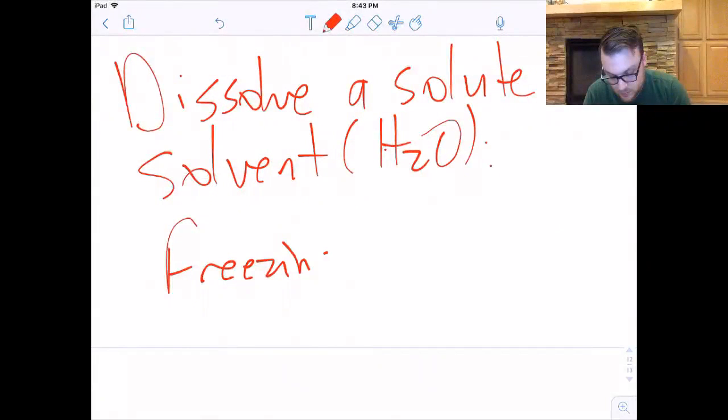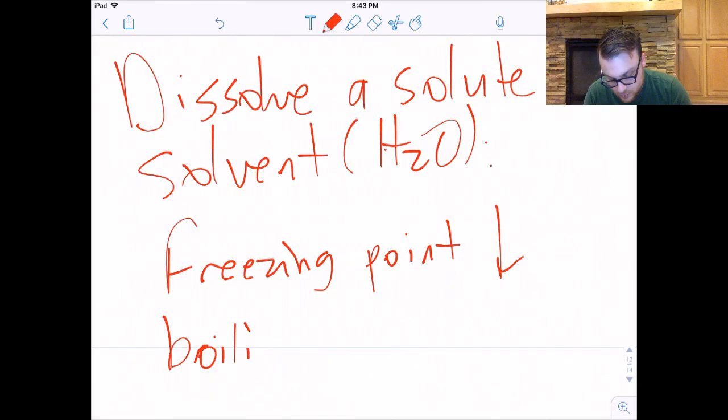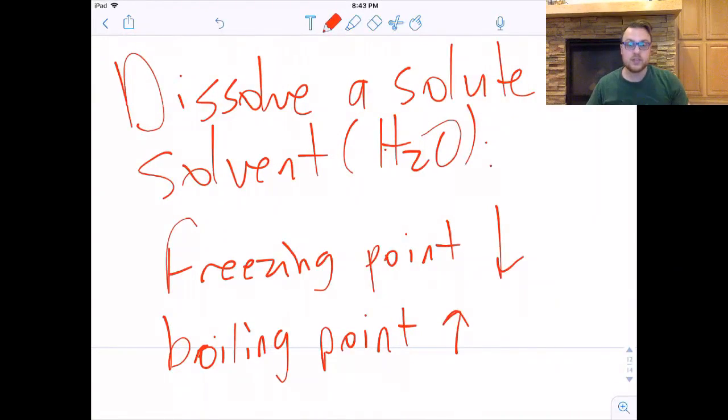Putting the salt and mixing it with the water will lower the freezing point of the water. So instead of the water freezing at 32 degrees Fahrenheit or 0 degrees Celsius, maybe it'll freeze at -2 degrees Celsius. So it brings that freezing point down, makes it more difficult for the water to freeze, makes it have to get colder for the water to freeze, so its freezing point decreases.